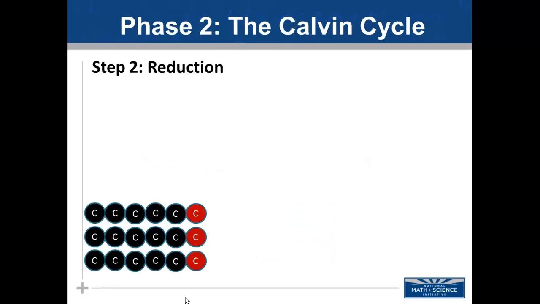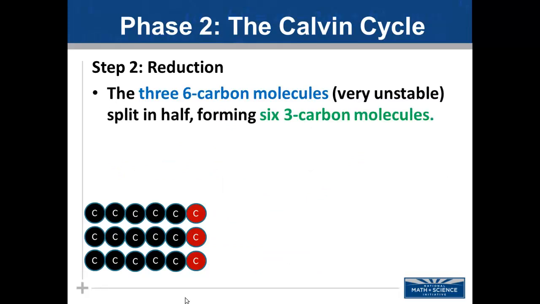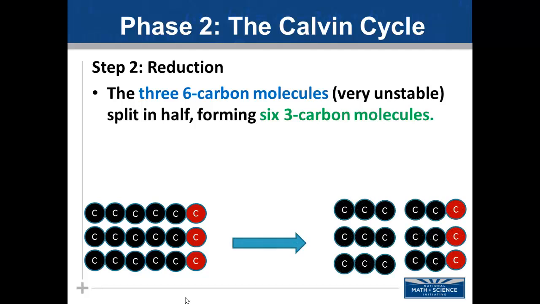The second step in the Calvin cycle is reduction. The first piece of this is that these 3 6-carbon molecules we just made in the last step, carbon fixation, are very unstable. They're much more stable chemically if they are split in half, so if they are smaller molecules. That's what we see right here. We haven't gained or lost any carbons here; it's just some rearranging that's occurred. They've just split in half, essentially.